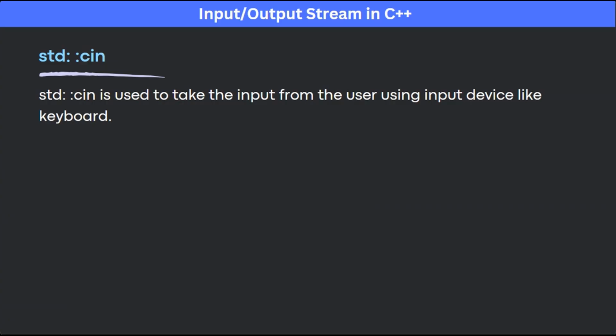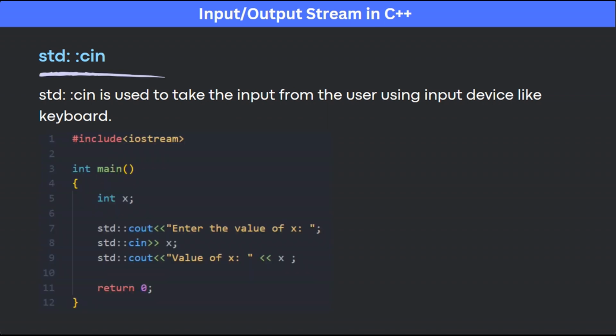The second standard object of iostream is std::cin. It is used to take input from the user, using an input device like a keyboard. Now, how does a program look when we use cin as a standard object of iostream? So this is the example of taking an input from the user.